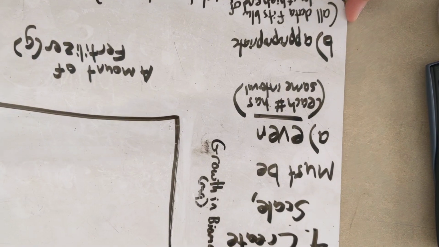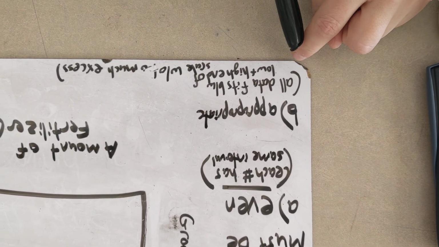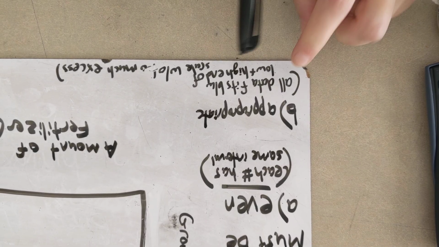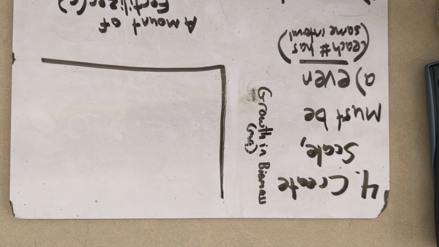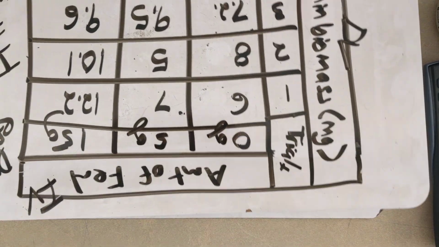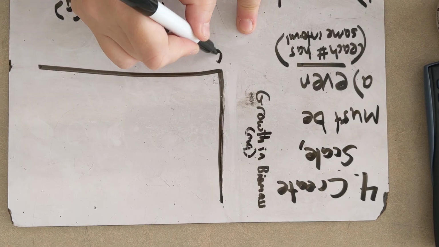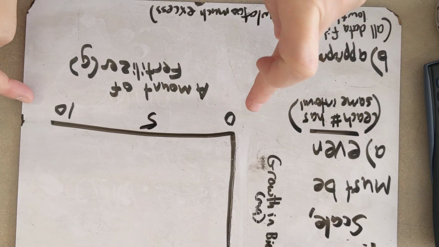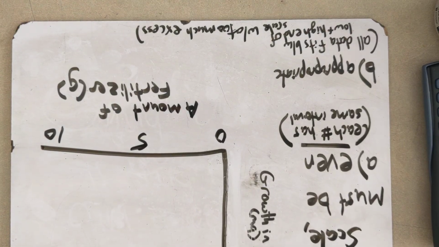Now, the second criteria your scale must meet is it must be appropriate. Now, what does it mean to be appropriate? That means all the data that you have fits between the low and the high end of your scale without there being too much excess space in your graph. I'm going to demonstrate a bad example of this. Again, let's go with the amount of fertilizer: 0, 5, 15. If I go 0, 5, 10, obviously that is an inappropriate scale because I cannot fit in my 15.